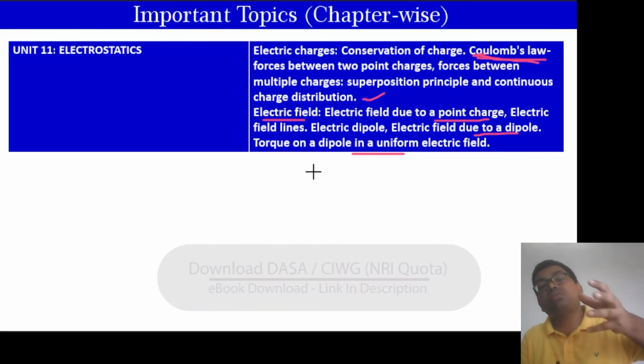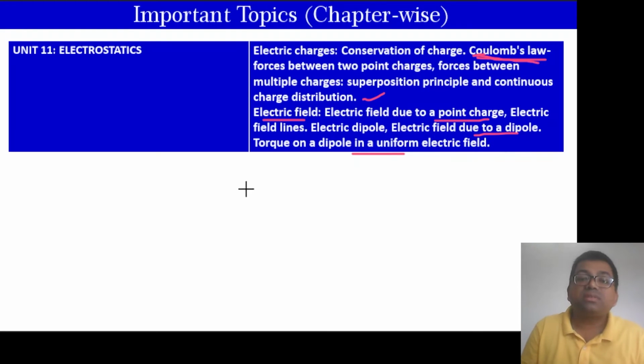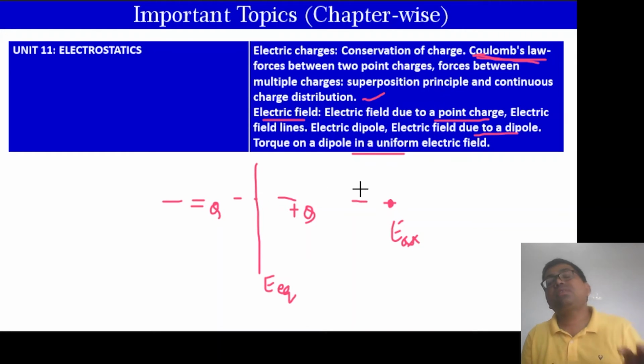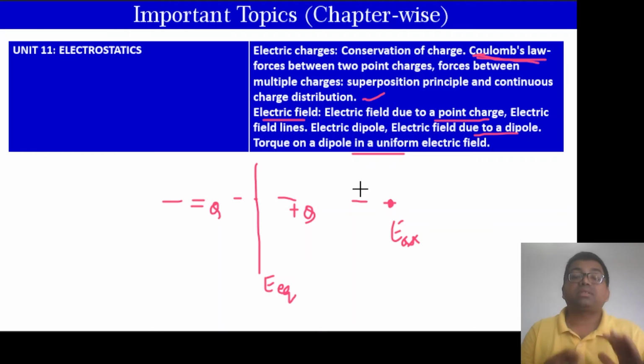There are torques on the dipole. All these important results are there, like dipole, minus charge, plus charge. Then electric field on the axis, electric field on the equatorial plane. All these important results you have to remember. You need to remember the exact formula, not just for a short dipole. Short dipole is just a case, but the exact formula you have to remember.